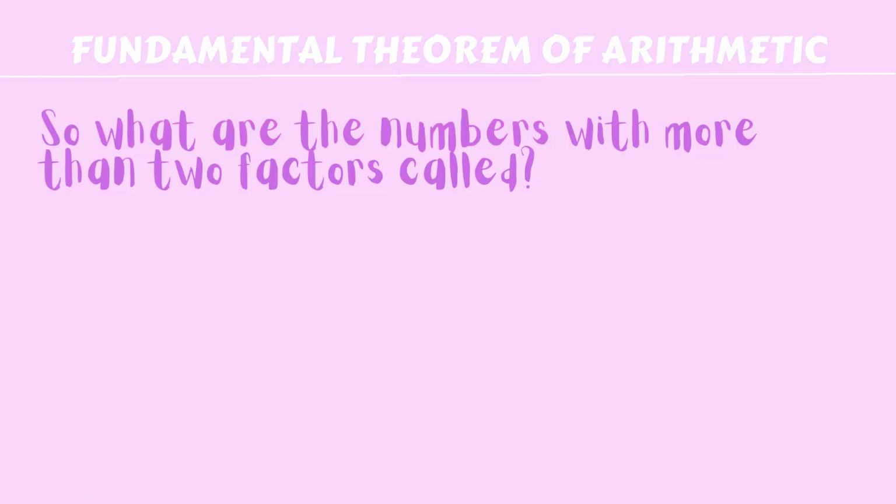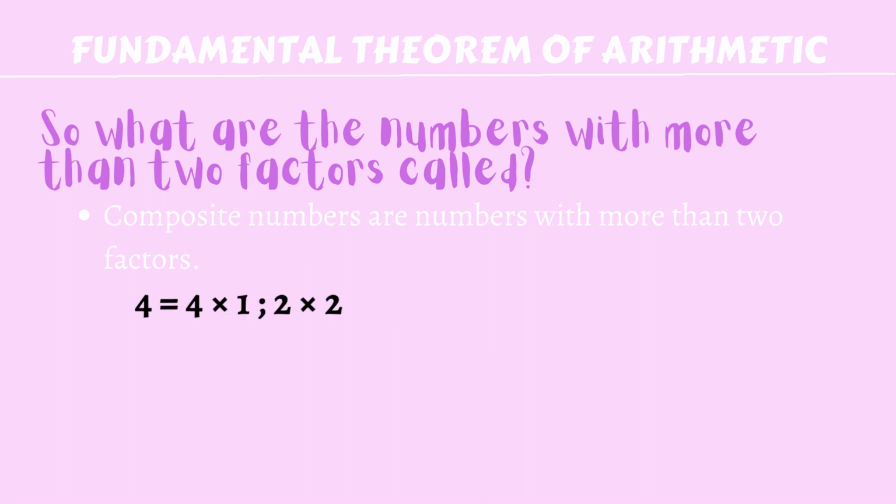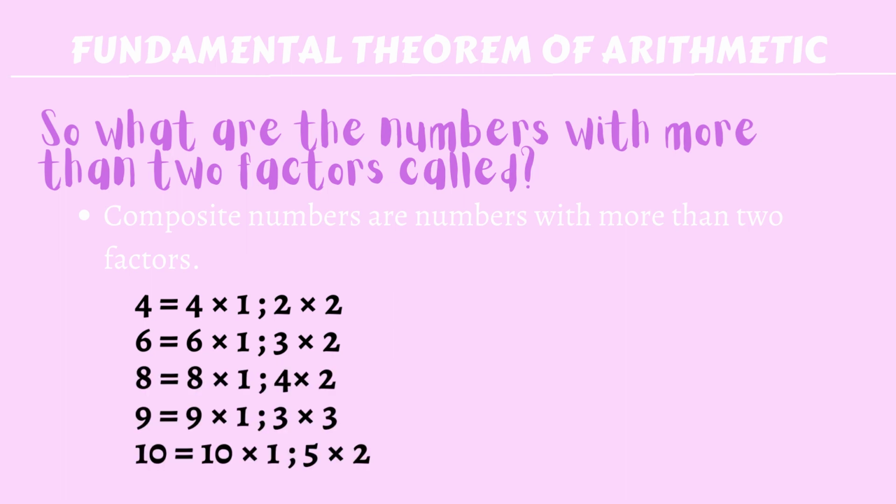Now we know that prime numbers have only 2 factors, the number itself and 1. So what are the numbers with more than 2 factors called? Composite numbers are numbers with more than 2 factors. We already listed numbers 2 to 6 earlier and tried to identify which of them are primes, and we found out that 4 and 6 are not. Therefore, using the definition of composite numbers, we conclude that they are composite numbers, or numbers with more than 2 factors. More examples are as follows. We have 8, 9, and 10.